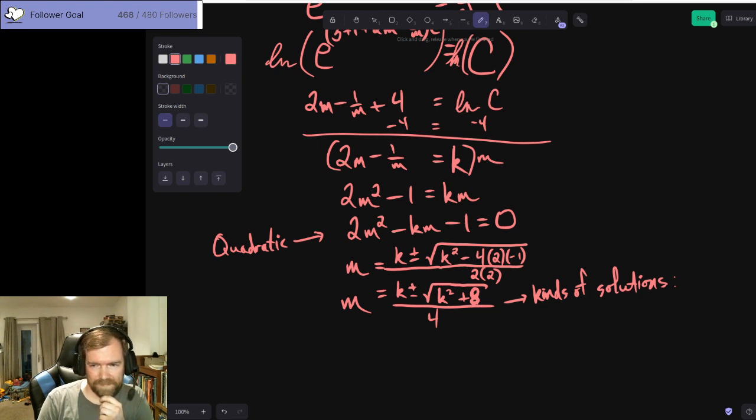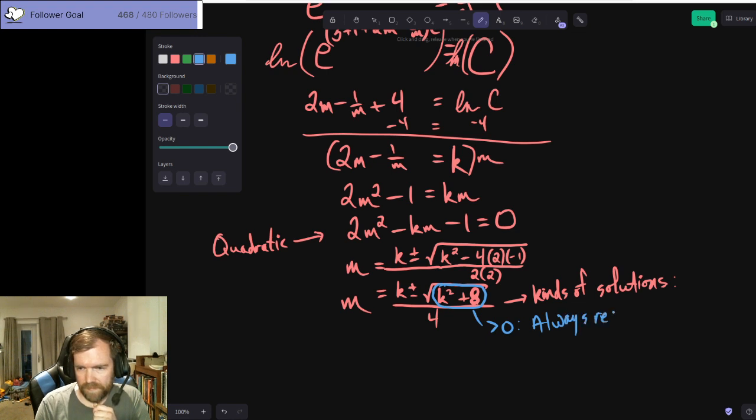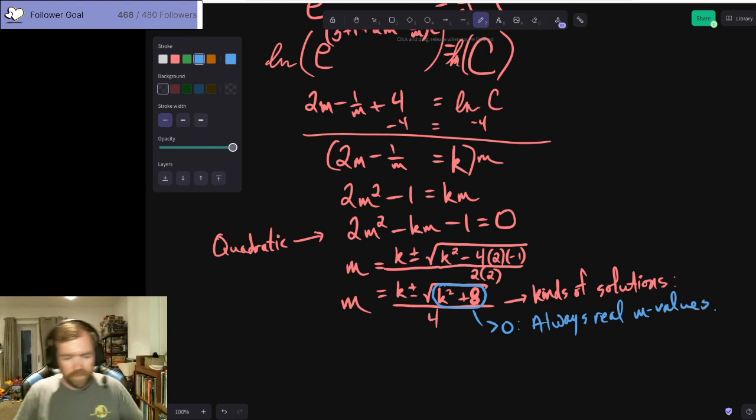So the radicand is always positive, yes, because we'll have a k squared plus 8. No matter the value of k, that will always be positive. So these will always be real solutions. Right, so they're always going to be real, non-complex in this particular case.